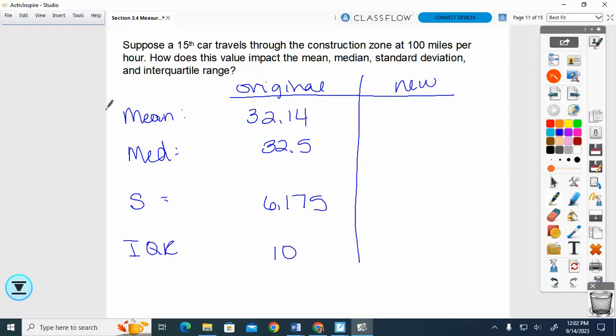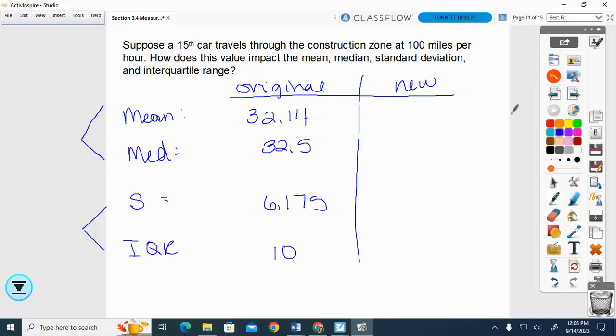Okay, so let's make a prediction. We know mean and median are ways of measuring center. If I throw in a really big value, which of these is going to change a lot? Both of them will probably change. The mean will change more. Okay, what do we think about these? Standard deviation will increase and IQR will increase as well.